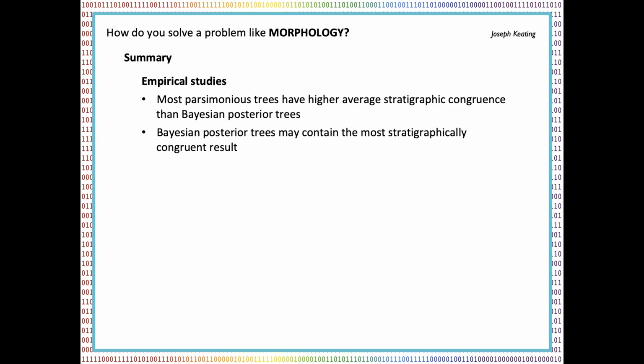So, to summarise, most parsimonious trees have higher average stratigraphic congruence than Bayesian posterior trees. However, the Bayesian posterior may contain trees that are more stratigraphically congruent than any of the most parsimonious trees. These empirical studies do not clearly support one method over another. Perhaps simulation studies will prove more informative.